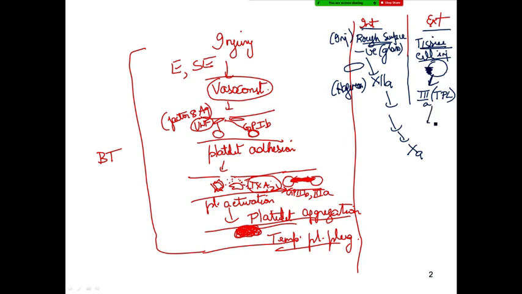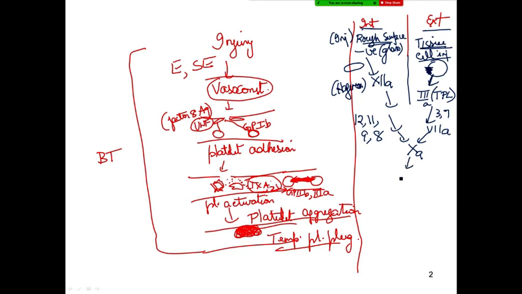And 3 will activate which factor? 7, and that will activate 10. So for extrinsic you only have 3 and 7, and for intrinsic start from 12 and go in descending order. What comes before 12? 11. 10 is common, so exclude 10. Then it will be 9, then 8. Good.